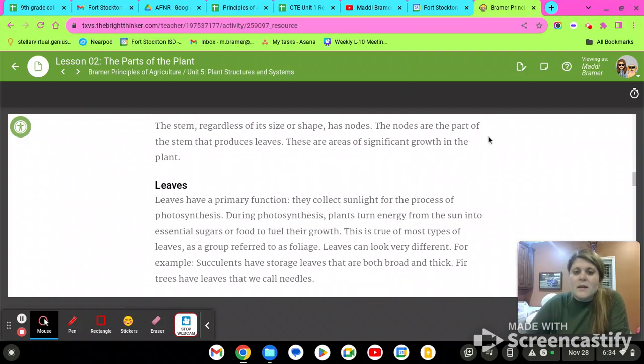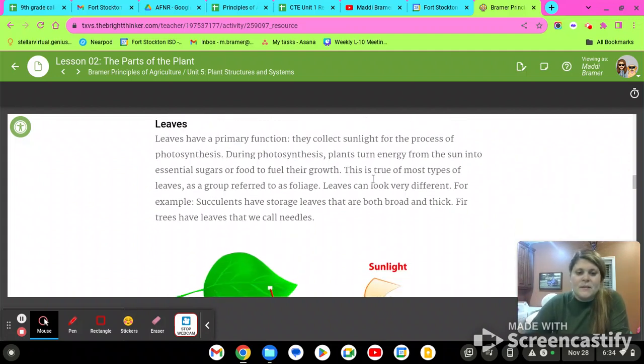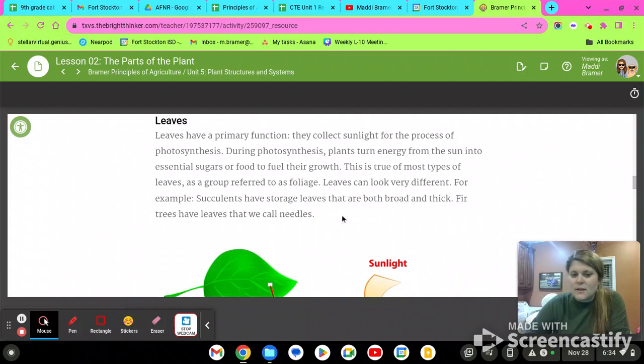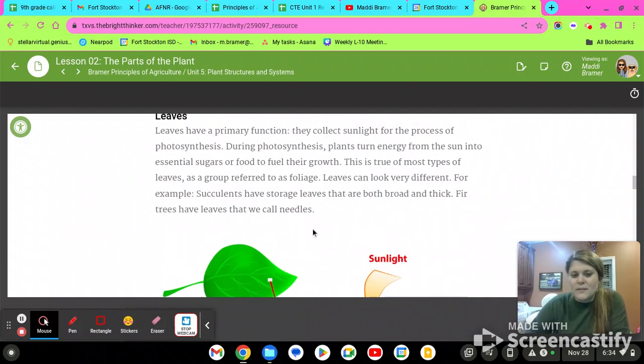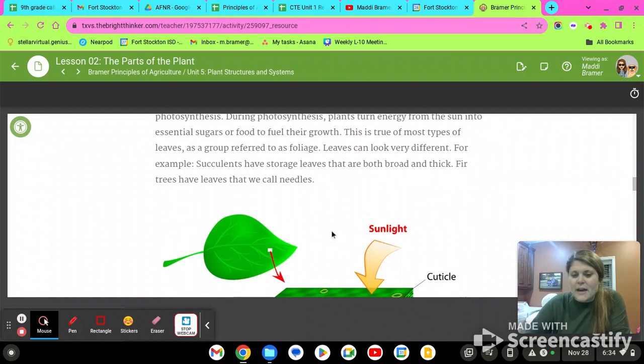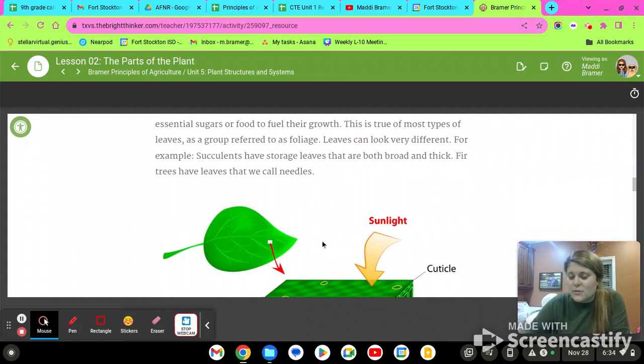So the stem has nodes as well. So nodes, if you look up and down the stem, there's going to be leaves coming off of it. Basically, a node is just what produces the leaf. So then you have the leaves. Okay, the leaf's main purpose in life is to perform photosynthesis, to collect sunlight and convert that sunlight into glucose, sugar, and food for the plant, right? So that's why leaves are very, very important.